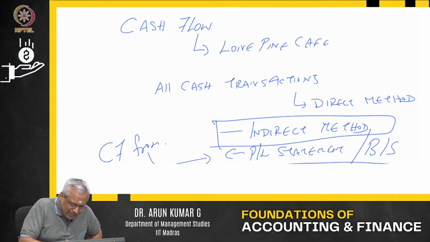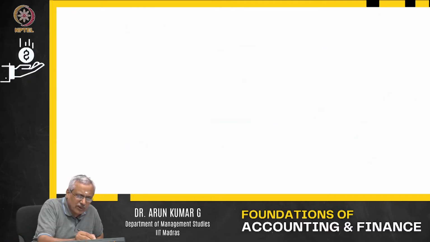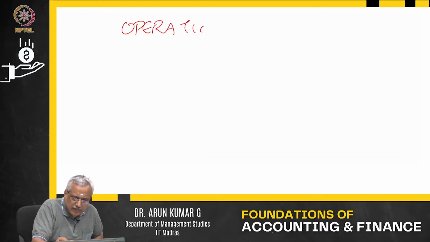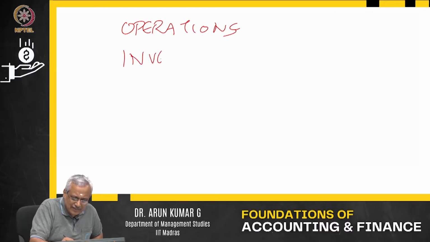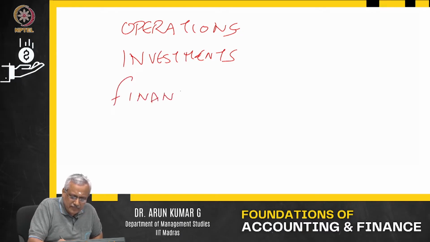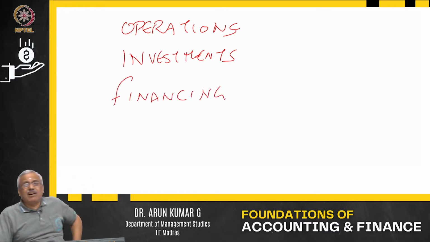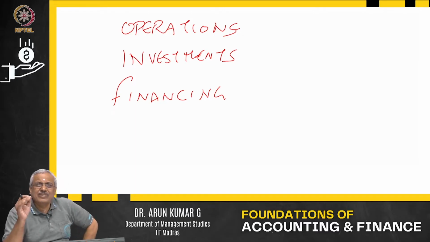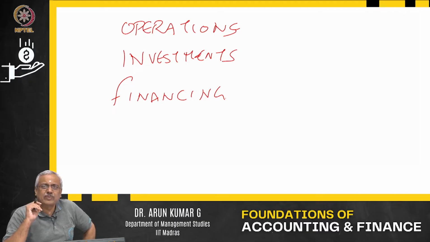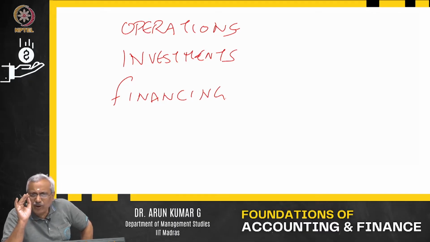Of course, it has the same cash flow from operations, from investments, and then financing. It has all the same three basic classifications that we saw, but we derive it from an indirect method. Let me tell you how we derive it from an indirect method. Let me take a very small example.